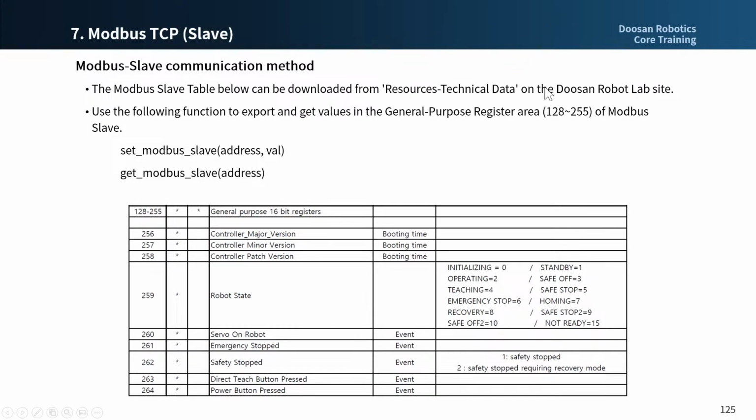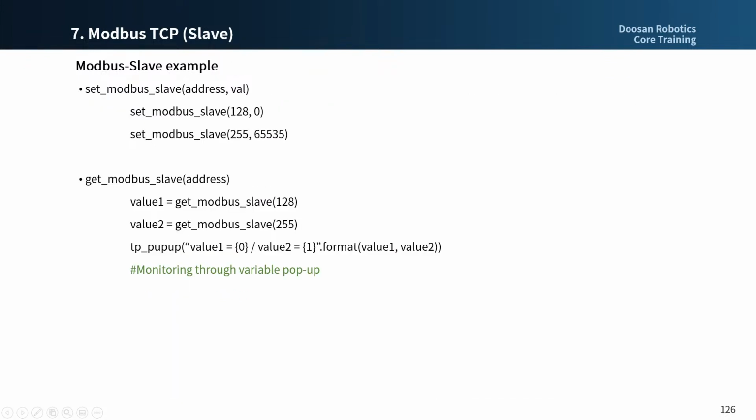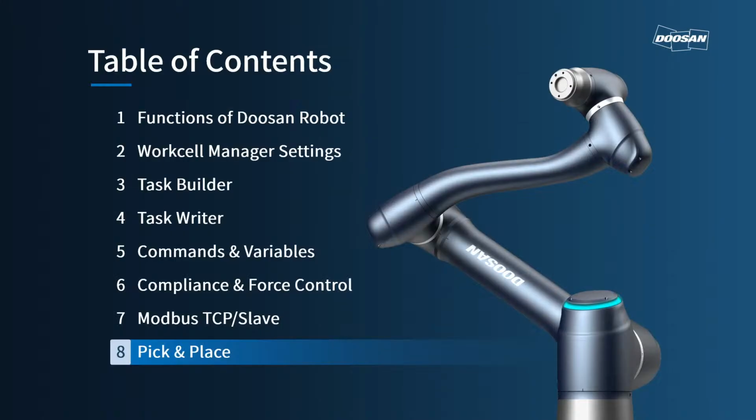So the following is an example of communication through the DRL command. And the command uses two types, set Modbus and get Modbus slave. And next, pick and place.